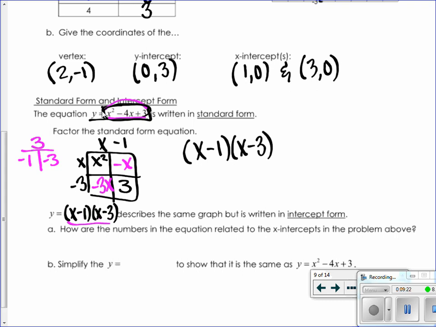So this here is standard form. That is a form that we write our quadratics in. This is also a form. That is called factored form or intercept form. We're going to talk about that part, but that is another form. Same thing, it's just written a different way. Let's go back to this part where we factored.